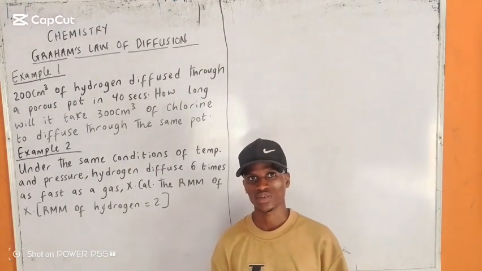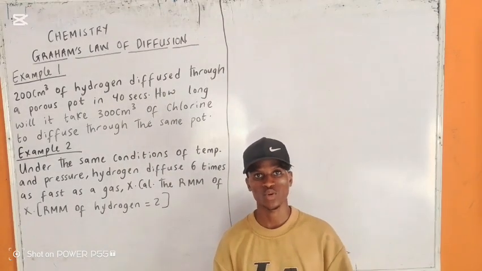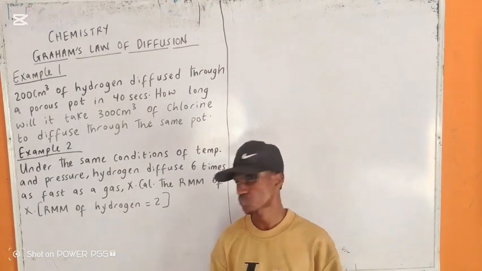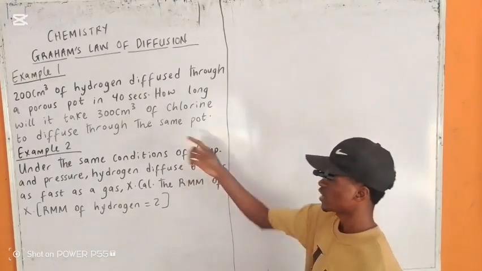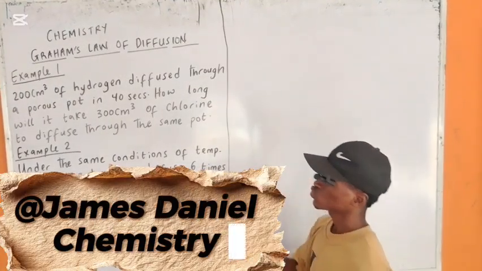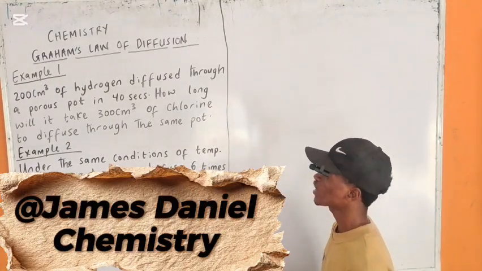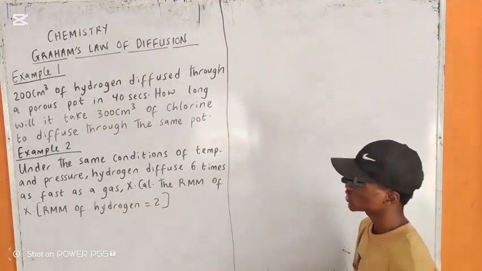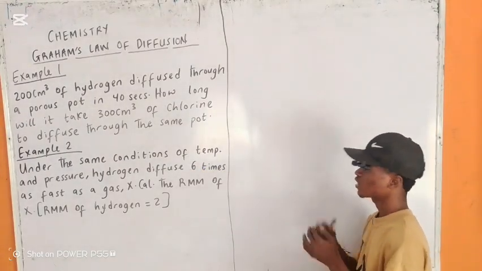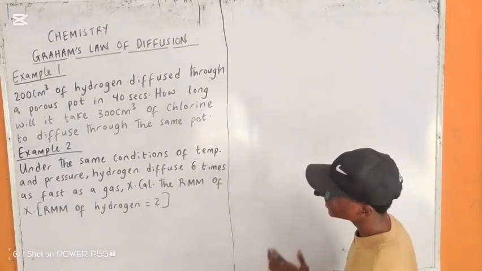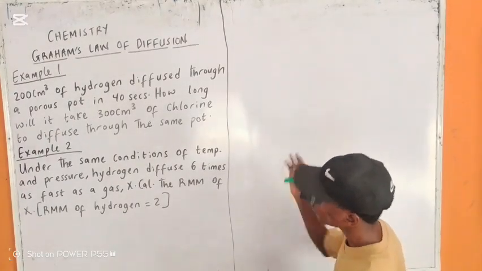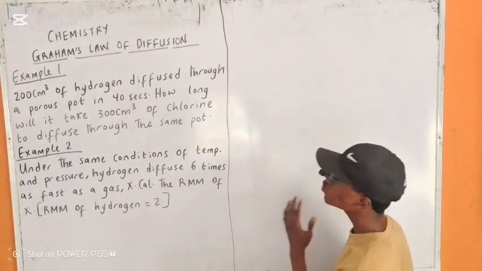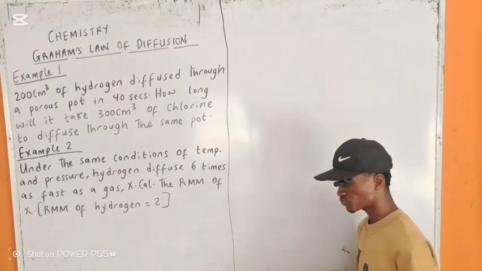Welcome to the calculation part of Graham's law of diffusion. Example 1 says that 200 cm³ of hydrogen diffused through a porous pot in 40 seconds. How long will it take 300 cm³ of fluorine to diffuse through the same pot?